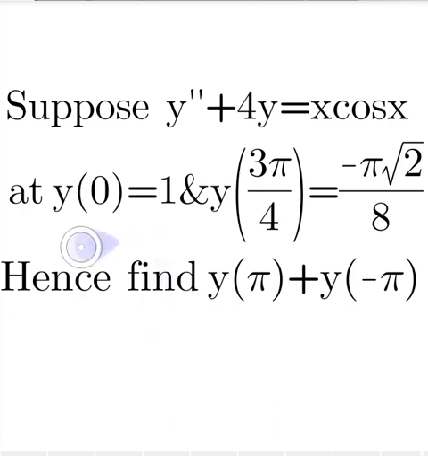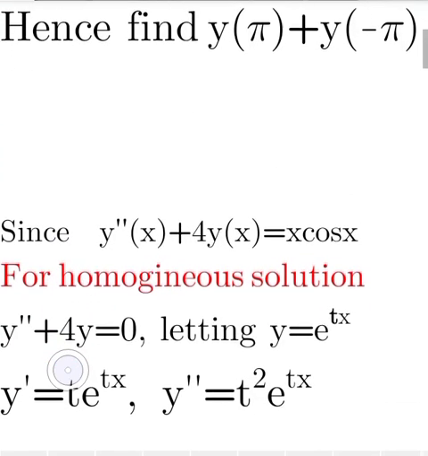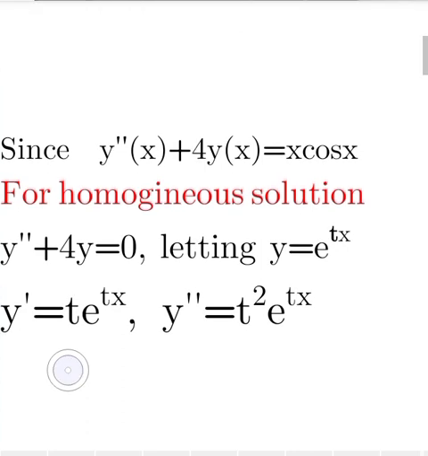In other words, we are going to first get y of x, then we shall be substituting this to get the answer. For the homogeneous solution, of course, that's what we start with. Since this is a function of x, for the homogeneous solution we equate this part of the function to 0. This is what I'm saying. And we know how to solve it.